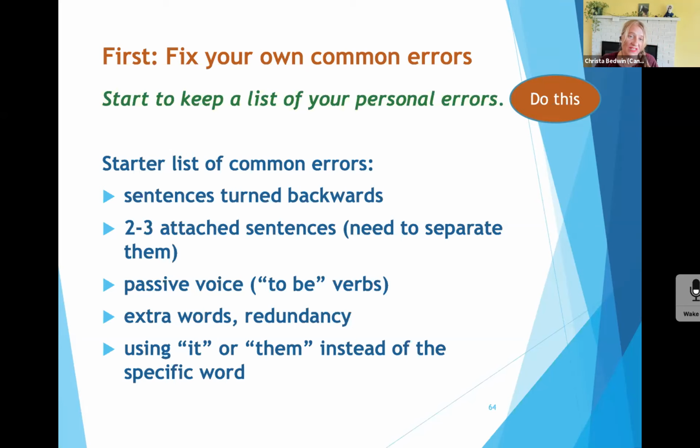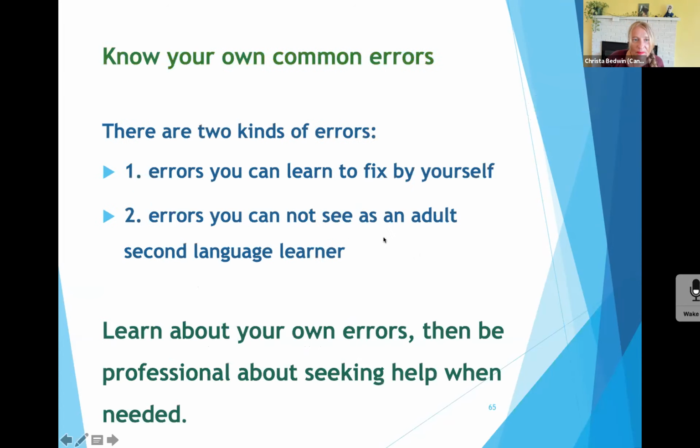Passive voice, to be verbs: try to make more sentences active. You don't have to make every sentence in your reports active voice, but you can make more of your sentences active voice. You might use extra words, like that one writer I have who's often using 2 words when she only needs 1. And then a specific one that's common for translated papers is that "it" and "them" show up instead of the specific word. I have some examples I could show, but I think I prefer to take questions first if we have any. And if we don't, I could show a couple examples of the "it" problem.